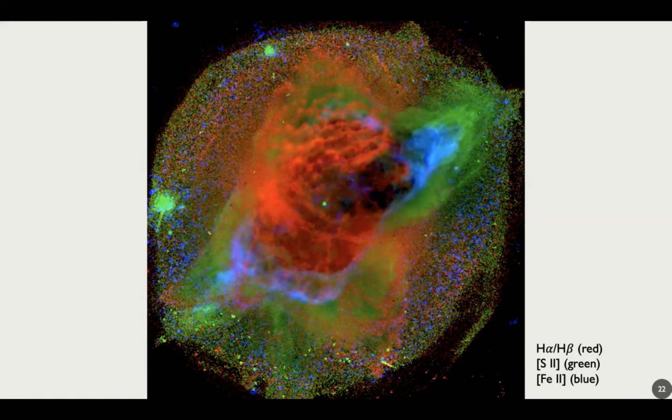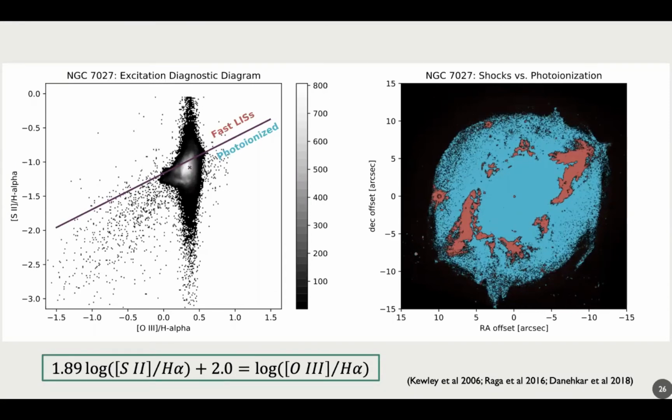So now that we have been able to qualitatively distinguish where shocks can occur, we wanted to see if there was something quantitative that could be done. And so what was done was an excitation diagnostic diagram was created using the sulfur 2 over H alpha images and oxygen 3 over H alpha. In these papers that are listed below, a line was defined to be able to distinguish between fast low ionization structures or fast shocks and photoionized regions, which would lie below the line.